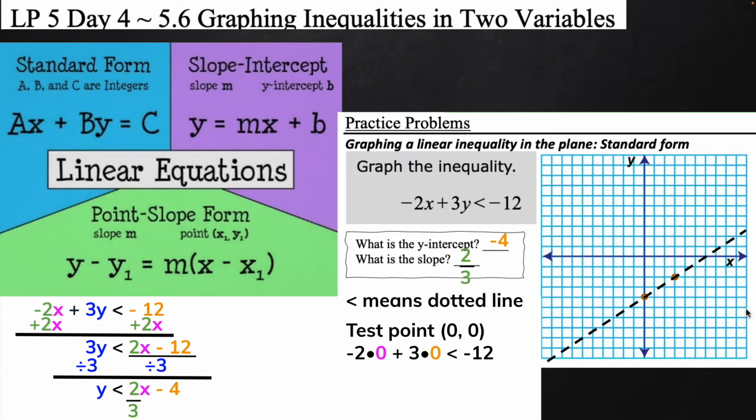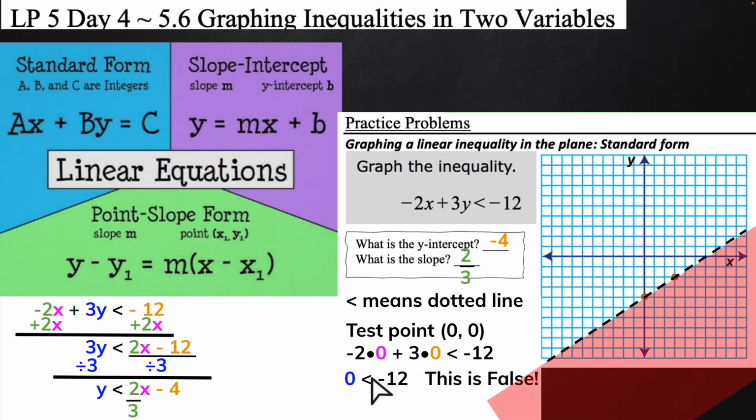So if I look at the test point, I'd have negative 2 times 0 plus 3 times 0 is less than negative 12. And I'm using the standard form that they originally gave me. That's where I got the pieces here. So it's negative 2, I put 0 in for x, positive 3, I put 0 in for y, and less than negative 12. So 0 plus 0 is 0, and less than negative 12. Well, 0 is not less than negative 12, so that's false. So what that means is 0, 0 is not part of the solution. So I'm not going to shade on that side of the line, I'm going to shade on the other side of the line, which is what we already discovered by looking at the y-intercept and going less than that.